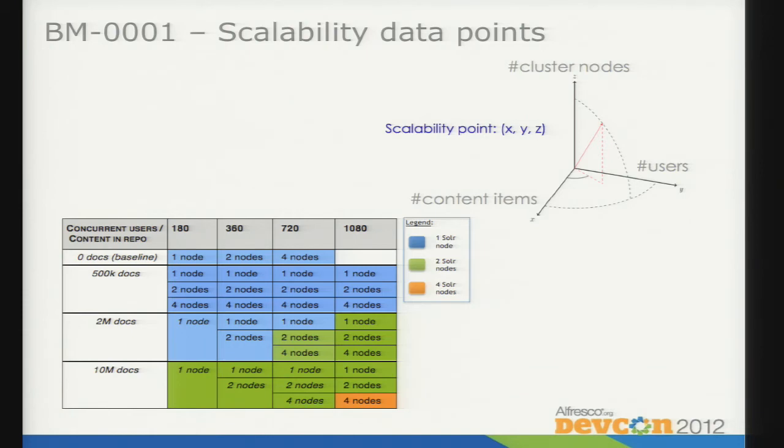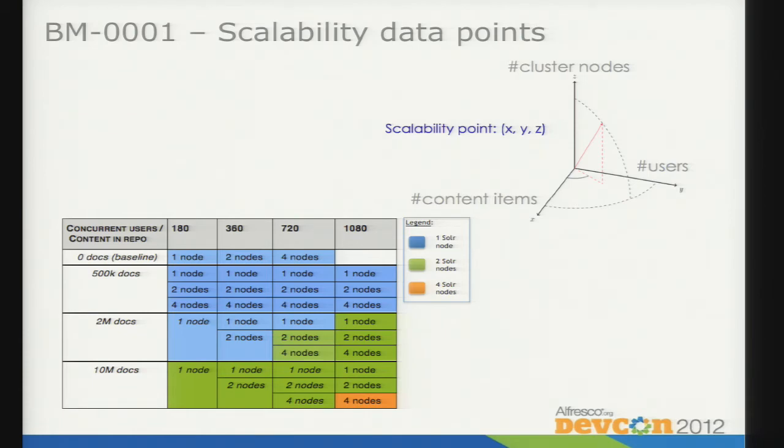Once we identified the dimensions, we had to identify the data points, meaning in each of those dimensions, which values we're actually testing. You can see how by just selecting 3 or 4 points in one of the dimensions, these are the amount of content in the repository that we tested against, and this is the number of concurrent users, and then changing also the number of cluster nodes, we get an explosion of tests, meaning at least 27 runs of the benchmark in this case. So you can see how this can be arbitrarily complex.